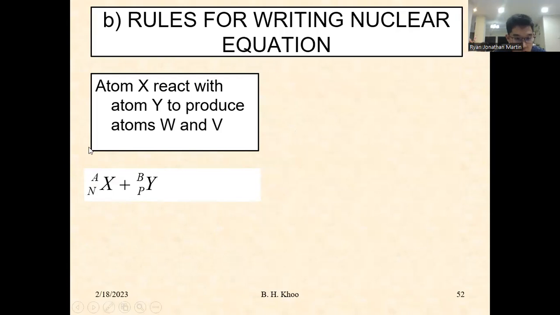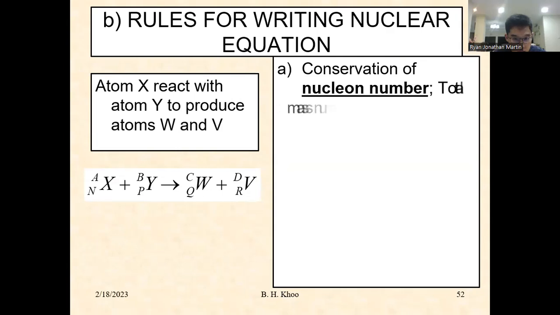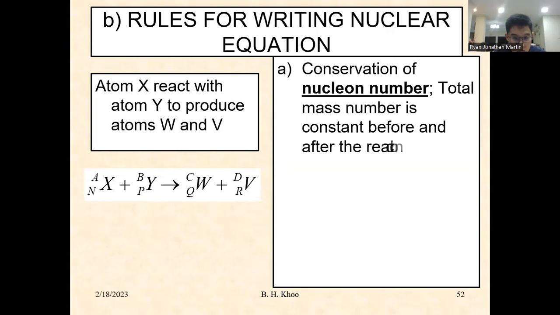Okay, there's a nuclear equation: X, Y give you W, V. Conservation of nucleon number: the total mass number is constant before and after the reaction. That means A plus B must be equal to C plus 0.